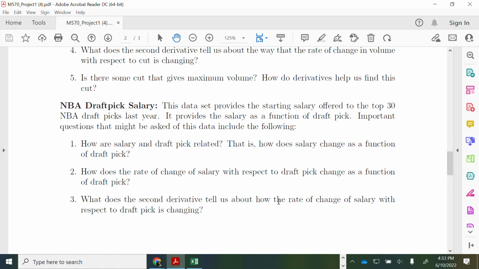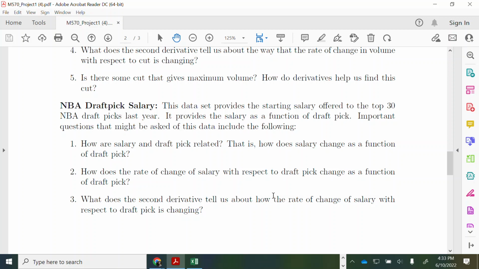One more is NBA draft pick salary. If you're a sports fan, this might be for you. The data set provides the starting salary offered to the top 30 NBA draft picks last year. Actually, I think this was a couple years ago, so that's a little outdated. I'm sorry, I used this a few years back. It provides the salary as a function of draft pick.